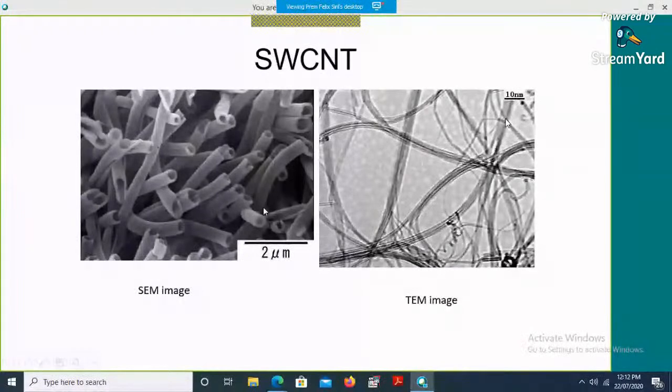But then what is the difference? Say, if you want to differentiate between a single-walled carbon nanotube and a multi-walled carbon nanotube, the scanning electron microscope will not be able to differentiate that. In that case, the TEM will be able to tell you how many walls, whether your material is a single-walled carbon nanotube or a multi-walled carbon nanotube. So a lot of complementary information about the same material can be derived by using SEM and TEM.